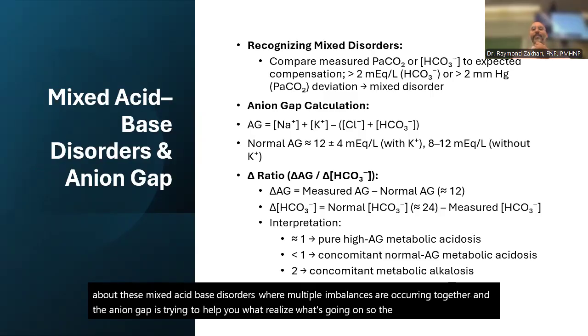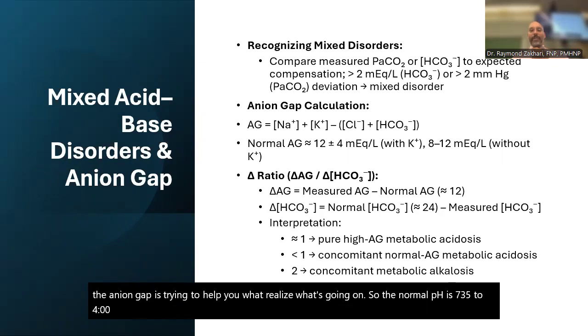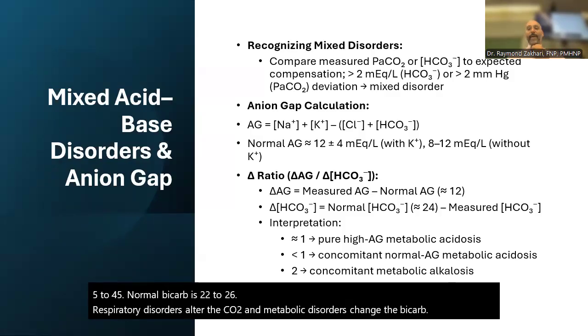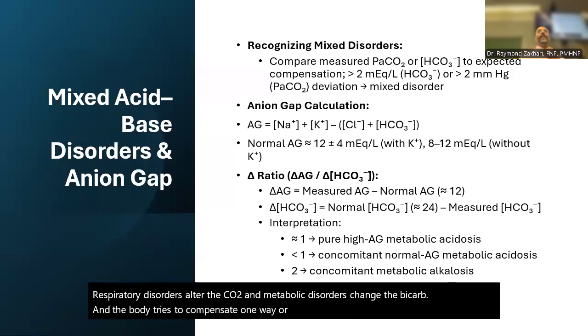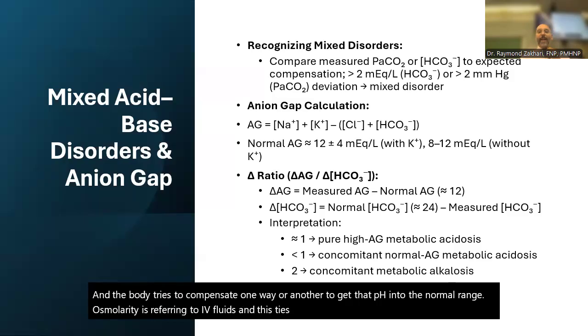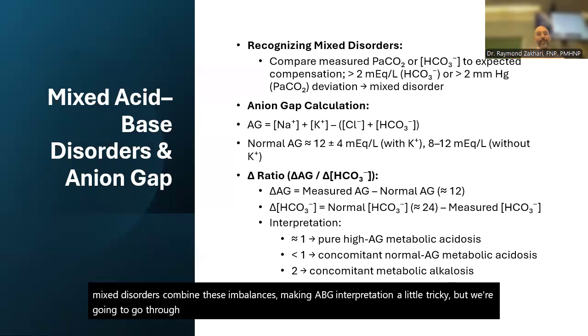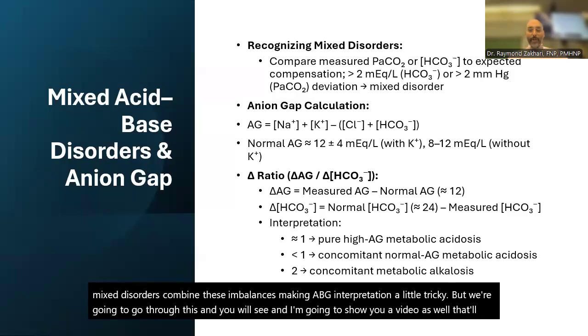So the normal pH is 7.35 to 7.45. Lungs control the CO2. Normal CO2 is 35 to 45. Normal bicarb is 22 to 26. Respiratory disorders alter the CO2, and metabolic disorders change the bicarb. And the body tries to compensate one way or another to get that pH into the normal range. Osmolarity is referring to IV fluids, and this ties into the anion gap calculation for sodium. So mixed disorders combine these imbalances, making ABG interpretation a little tricky, but we're going to go through this, and I'm going to show you a video as well that'll make life easier for you.